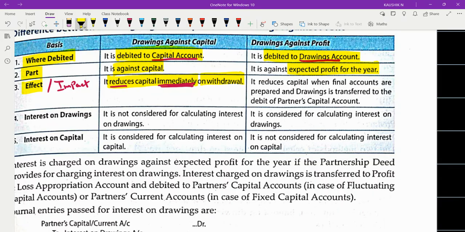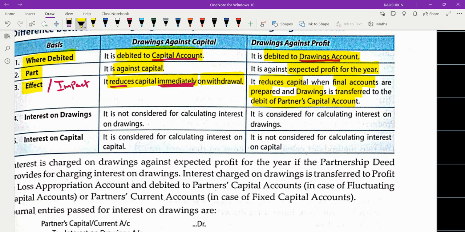On the other hand here, it will reduce the capital when the final accounts are being prepared and drawings has been transferred to the debit of partner's capital account. Okay, look at the case. In the first point, it is said it is debited to capital account, whereas here it is said it is debited to drawings account. But in the third point, if you see, they are making one statement: it will reduce the capital. Obviously, drawings will reduce the capital, no matter whether it has been done out of your profit or out of your capital. I repeat, drawings will reduce our capital no matter whether it is done out of the profits or out of capital.